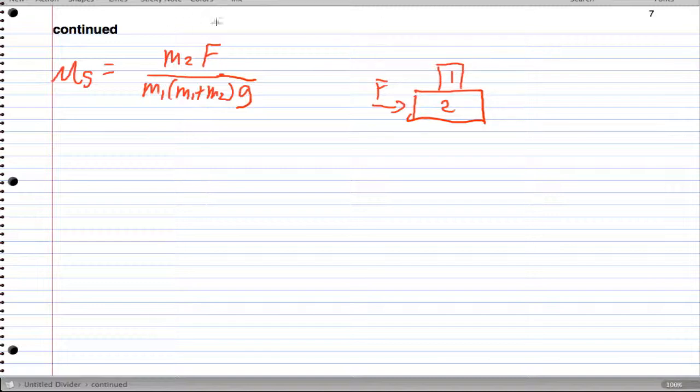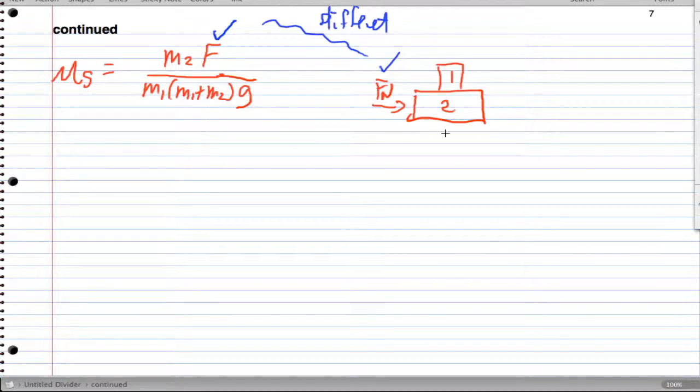I want to be clear here. This force and this one, they're not the same. They're going to have different values. So I'm actually going to give this force a different name. I'm going to call it force nu.